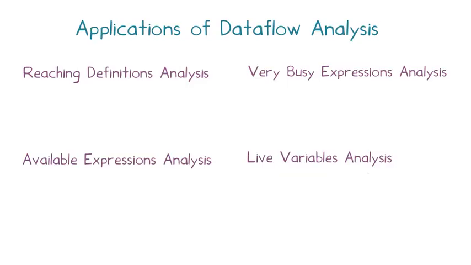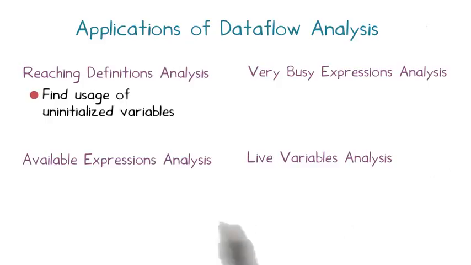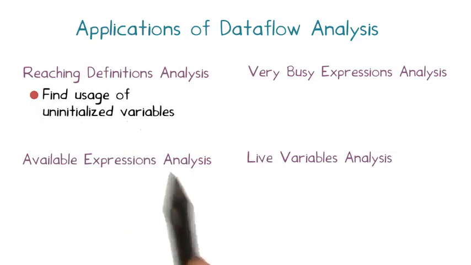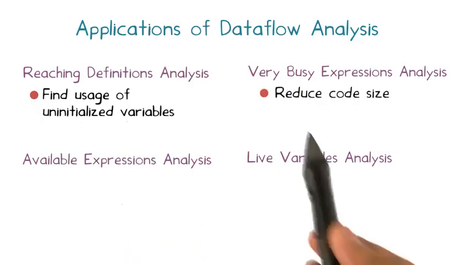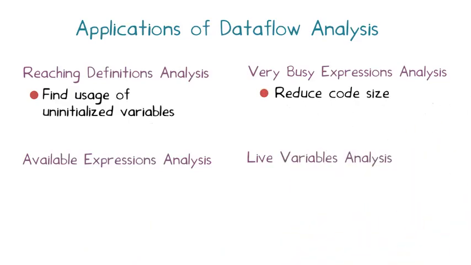Before we dive into the details of these 4 analyses, let's take a look at 4 practical applications that motivate them. Reaching definitions analysis produces information that can be used by a software quality tool for discovering uses of potentially uninitialized variables in a program. Very busy expressions analysis computes information that can help reduce code size. This application can be critical to certain embedded devices that have code size constraints, such as pacemakers.